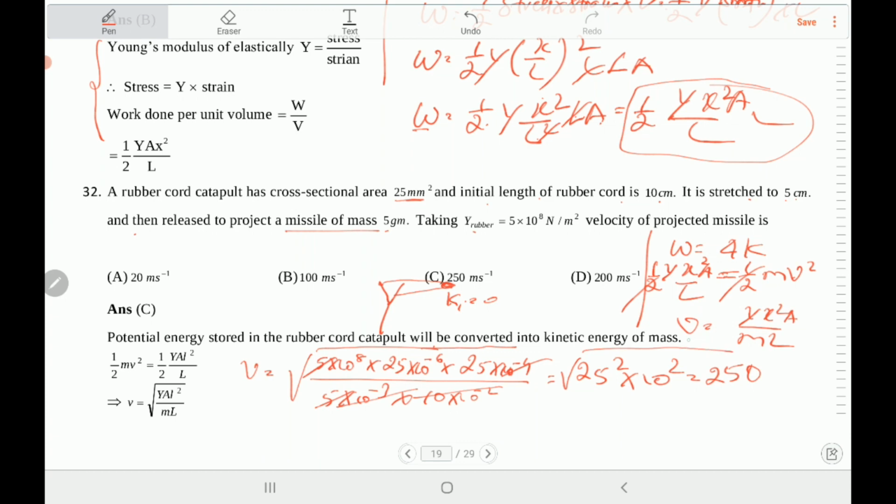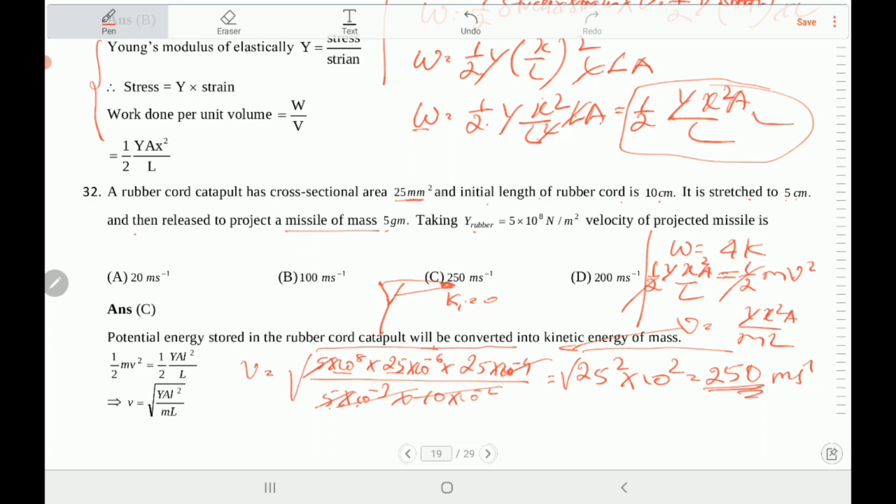You follow this to save time. I have already put the values. Y, this value, A is 25 into 10 power minus 6, that is 25 into 10 power minus 4 divided by m, 5 gram, 5 into 10 power minus 3, and L, 10 centimeter, 10 into 10 power minus 2 meters. So you get a value around 250 meter per second.